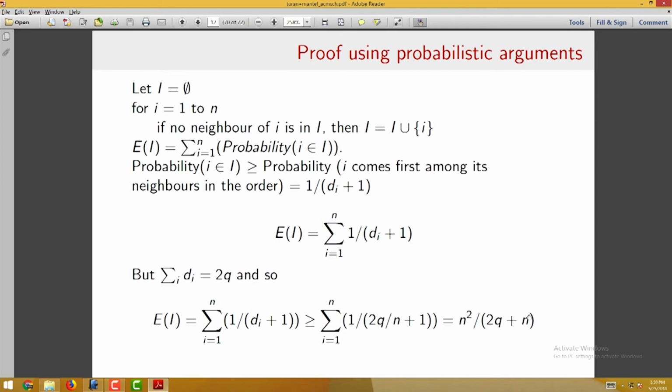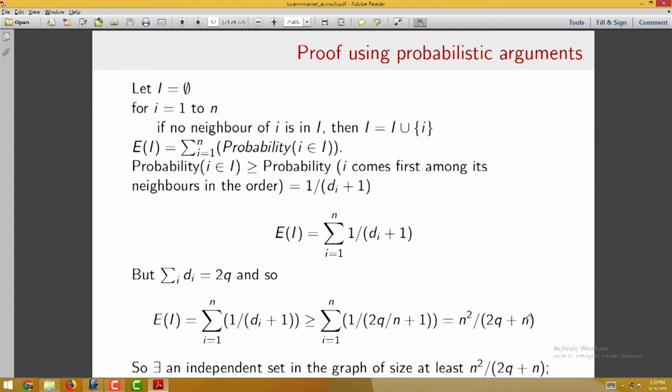In the process, I am sure we forgot what we wanted to prove, right? We got into something. So what did we want to prove? That I have a graph which does not have a large independent set, and I want to give some bound on the number of edges in the graph. Now what I did, I just ran a greedy algorithm and argued that the expected size of the independent set it is going to produce is at least this much, which means that the graph should have an independent set of size at least this much.